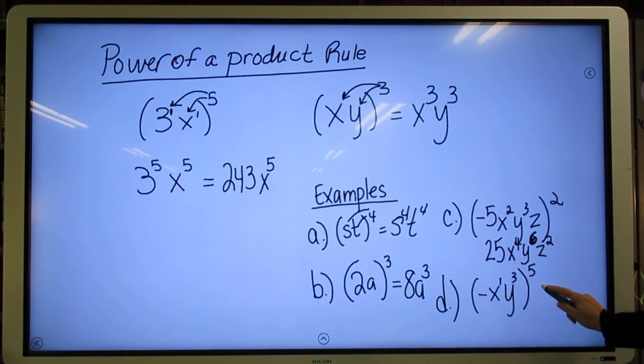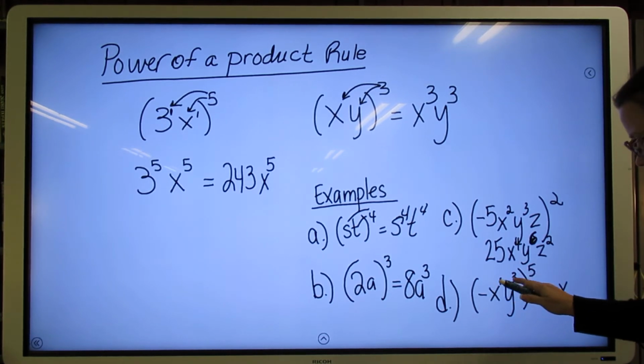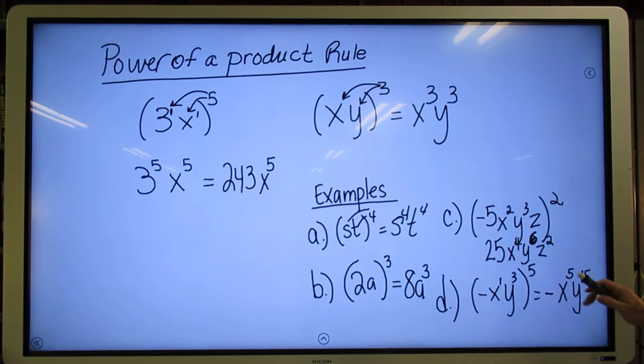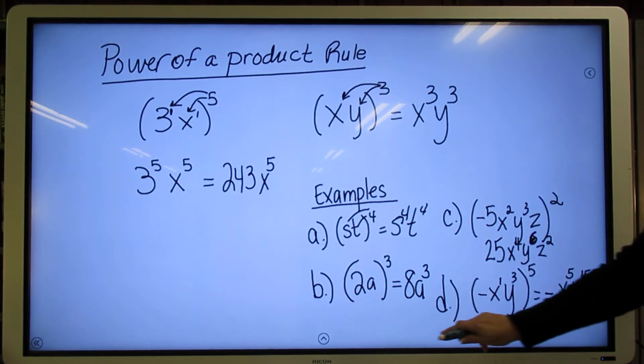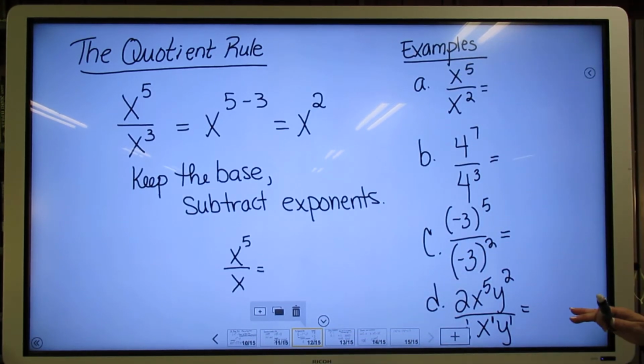And then this one, carry the negative over, and then you have x to the 1st power. Usually you don't put the 1 there, right? x then to the 5th power would be 5, and y to the 3rd to the 5th power, it would be 15, because 3 times 5 is 15. Okay. All right. Next, quotient rule.